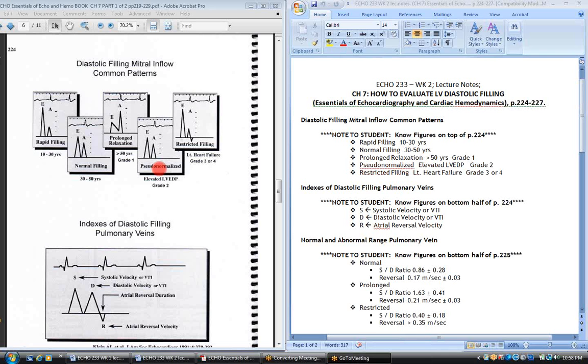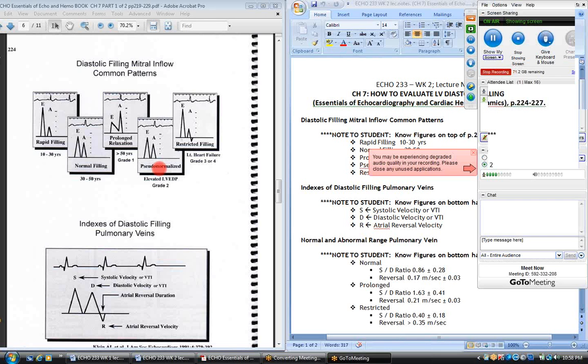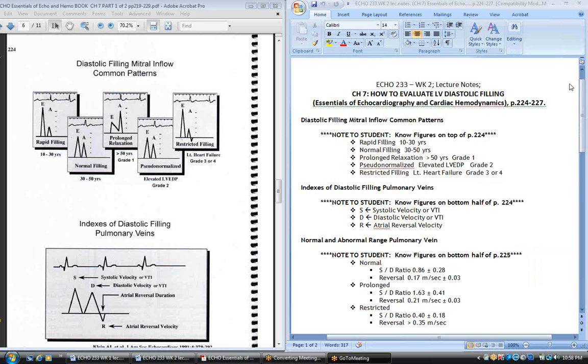What we do then is a Valsalva maneuver, where you have the patient take a deep breath in and bear down on their stomach, as if they were pretending to go to the bathroom, having a bowel movement, and tightening up that abdomen. Increasing that abdominal pressure will actually change that pseudo-normal into a prolonged relaxation waveform. So it will change with Valsalva.